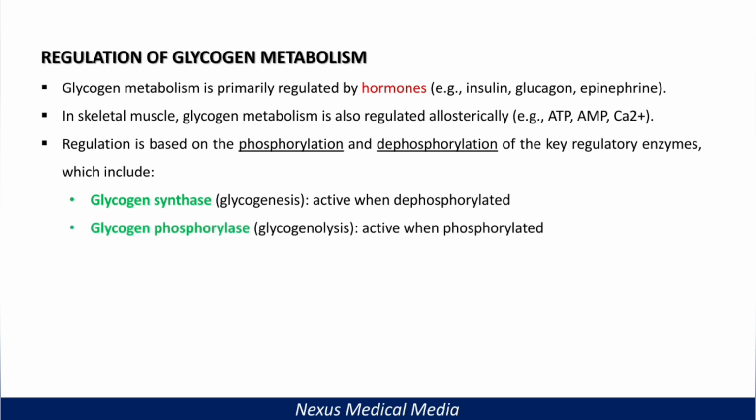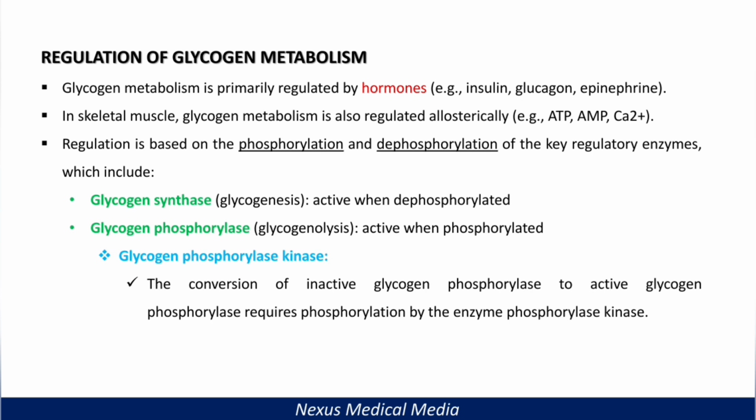Then glycogen phosphorylase is used for glycogenolysis, and this one is active when phosphorylated. If you dephosphorylate glycogen phosphorylase, you have deactivated it. Guys, this is okay. This is something else, right? So on glycogen phosphorylase, this glycogen phosphorylase is actually regulated by another enzyme called glycogen phosphorylase kinase. Right, so this will help in the conversion of inactive glycogen phosphorylase to active glycogen phosphorylase.